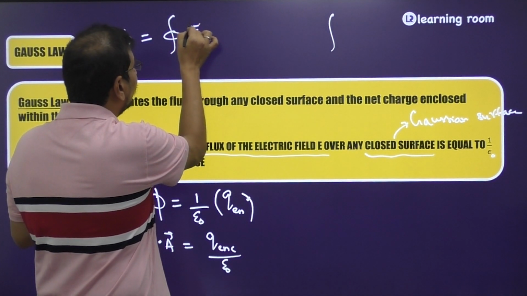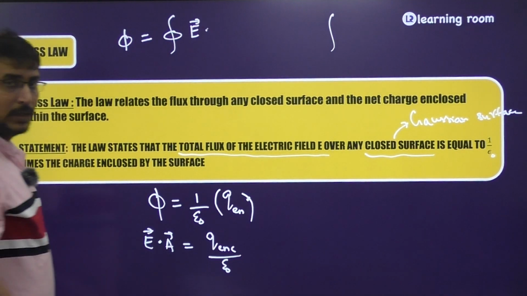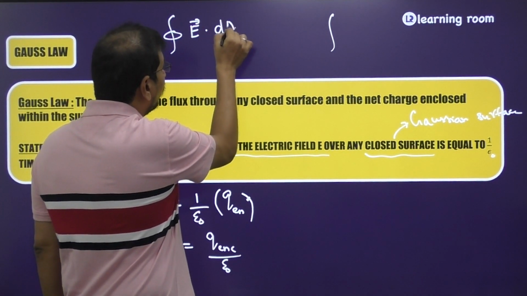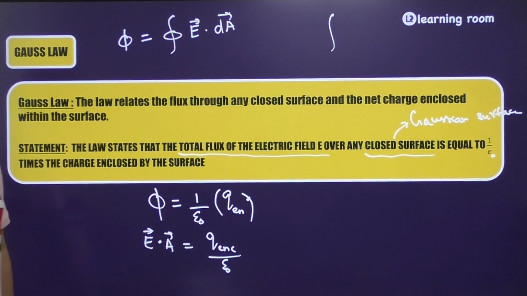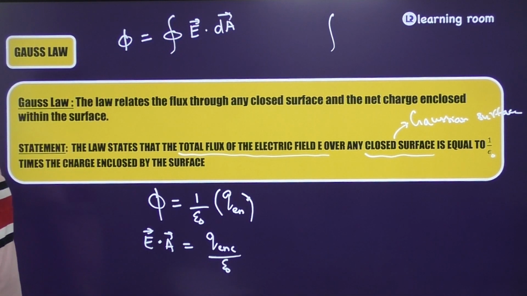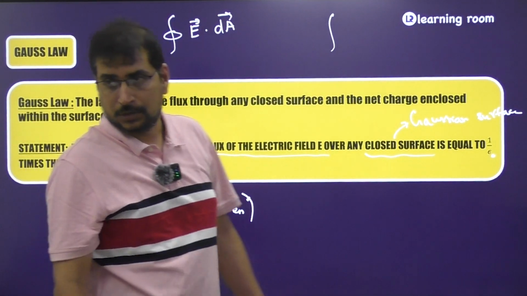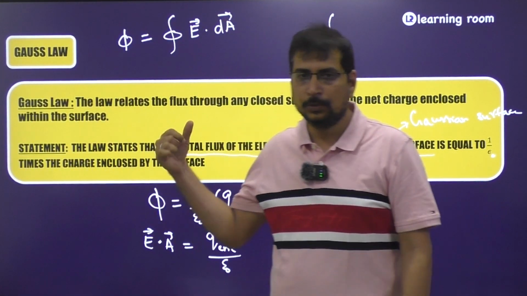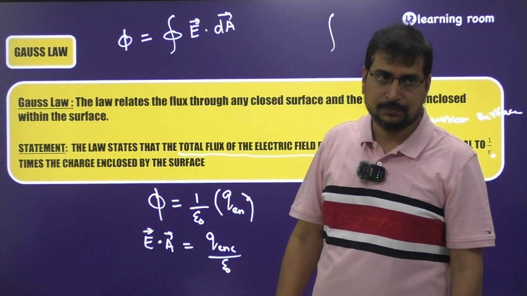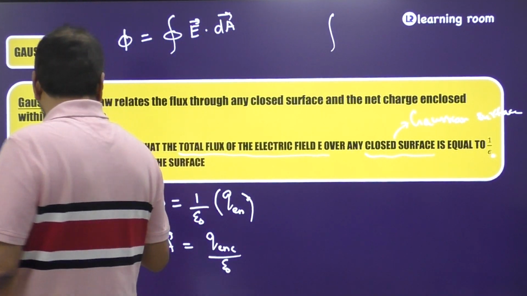It is given as E vector dot, instead of A, dA vector. So the surface integral of E vector dot dA vector is also going to give you the total flux. This is what we are going to use in the applications of Gauss law, which I told you yesterday. There are 3 applications I told you, right? There we will use this expression. Am I clear with this? Everything relates to the same concept of flux.